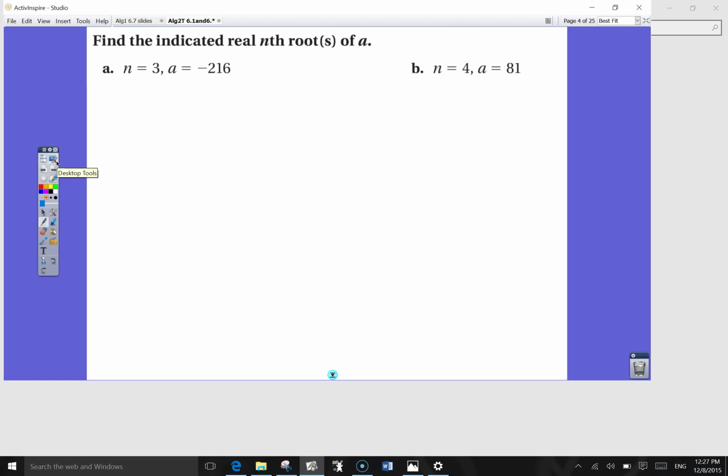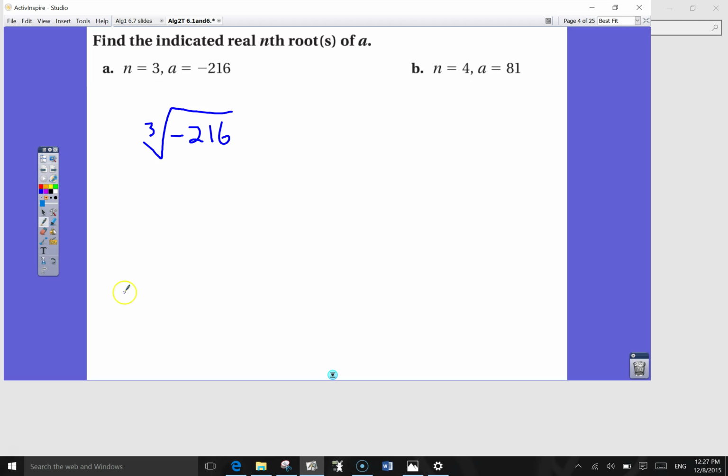So the first kind of problems we'll do are to find the real roots of a. It's given to us by just specifying the n and the a. So if it says find, if the n is 3 and the a is negative 216, then I can write that as a radical, like the cube root of negative 216.